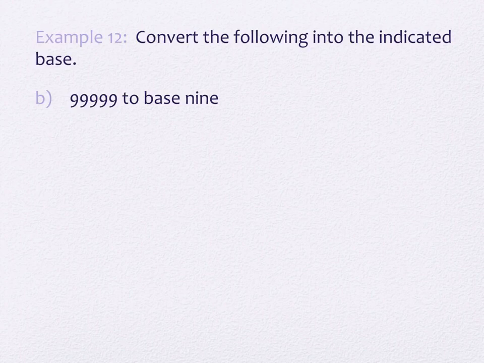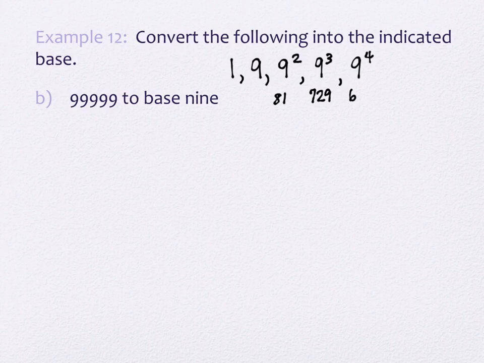So we need to know powers of 9. The first one is 1, and the second one is 9. Those we get automatically because 1 is always there and 9 is the base. Then I have 9 squared. What's 9 squared? 81. And then I have 9 cubed, which is 729. And I have 9 to the 4th: 6,561. Okay, I'm already at 6,000, and my number is 99,000. So I'm getting close.